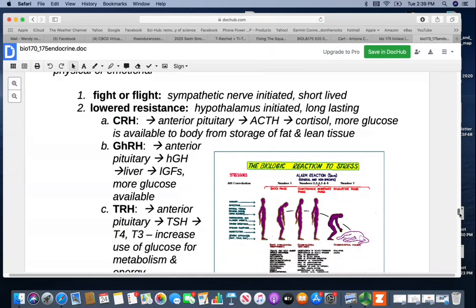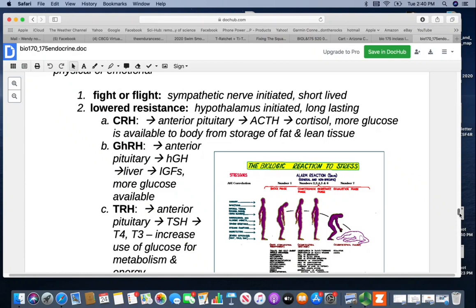So if the stressor doesn't go away, then we move into the lowered resistance phase, which is hypothalamus initiated, and this can be longer lasting. How long it lasts depends on the intensity of the stress. So sometimes these systems do start to shut down if the stress continues on. Sometimes the body just cannot sustain these responses. Hopefully the stress goes away and then these systems can shut down and return back to normal.